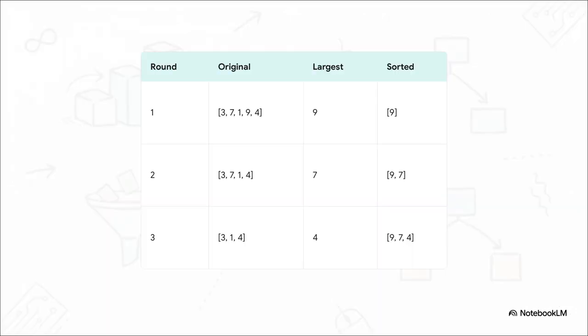Just look at how satisfying this plays out step by step. In round 1, we find the 9, pop it out, and now our sorted array has a 9. The original array is now one locker shorter. In round 2, the largest remaining number is 7. We pop it and drop it right next to the 9. With every single round, the original chaotic list shrinks and slides to the left, while our perfectly ordered, largest to smallest sorted list steadily grows. It is a brilliantly mechanical process.